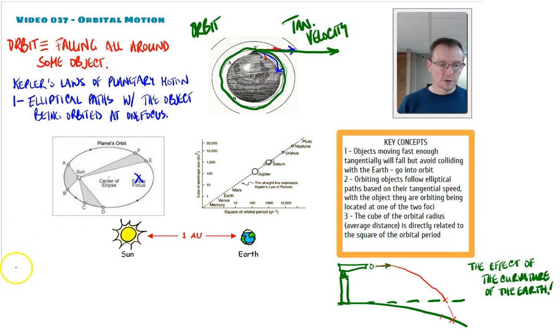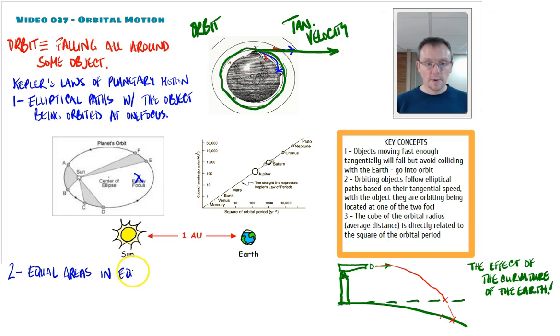Kepler's second law of motion says that objects speed up as they get closer to the object they're orbiting and slow down as they get farther away. This is not anything crazy. But he called it this. He made it more mathematical. He said that planets or anything orbiting sweep out equal areas in equal times.